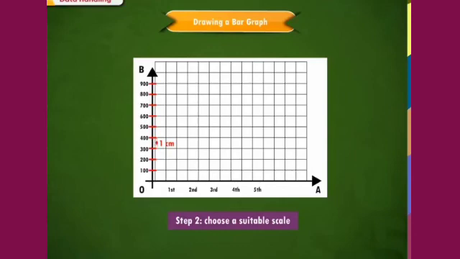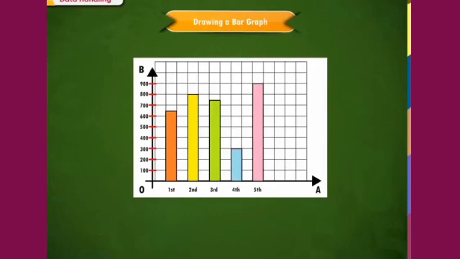Next, mark the weeks on the horizontal axis. In the first week, the number of mattresses manufactured is 650. So draw a vertical bar at the point representing the first week on the horizontal axis. The height of the bar will be 650 on the vertical axis. Similarly, in the second week, 800 mattresses are manufactured. So draw a vertical bar at the point representing the second week on the horizontal axis. The height of the bar will be up to 800. Plotting in a similar manner, we get the complete bar graph.